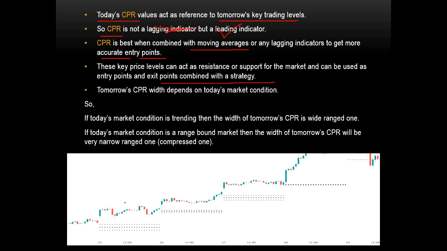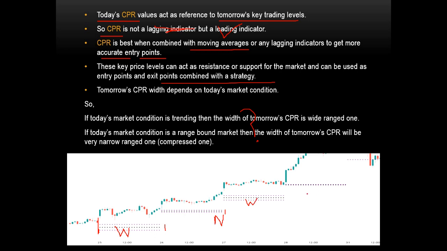The CPR's width and narrow range will also help traders decide whether the market is in a trend mode or a range bound market. What is narrow and wide range CPR, which I mentioned above? I think you people are guessing right. When the calculated values of CPR are close to each other and very narrow, then it is called narrow range CPR. And when the calculated values of CPR are very far from each other and wide, then the CPR is called wide range CPR.